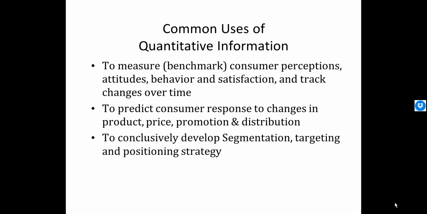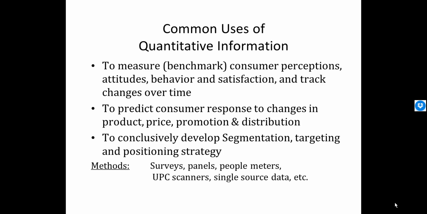So a major use of quantitative information is to develop or identify segments that can be targeted or would be the best prospects for a product, and to develop a positioning strategy for targeting those particular segments. Some of the methods used in collecting quantitative data include, of course, surveys, but also panels, people meters, UPC scanners, single source data, and so on. And we'll discuss more of these later on in the class.